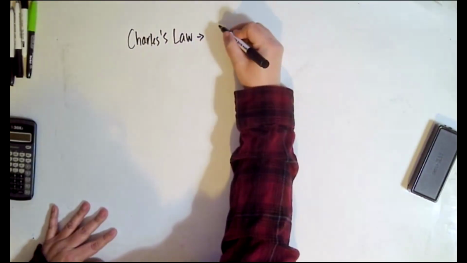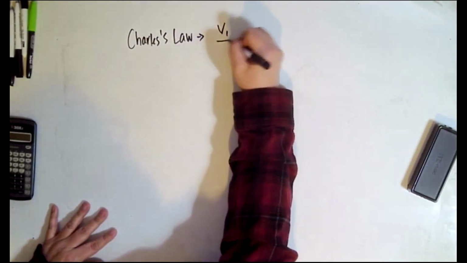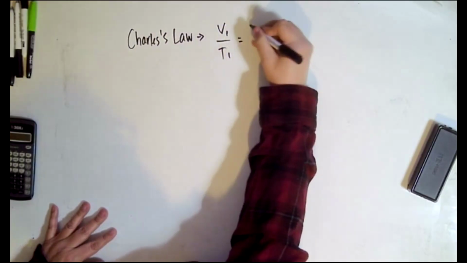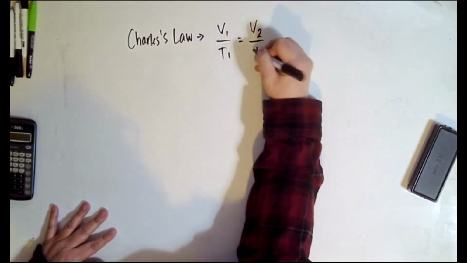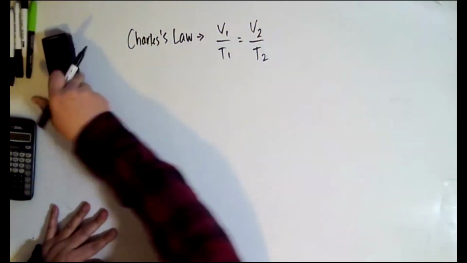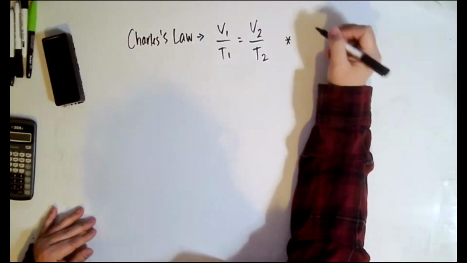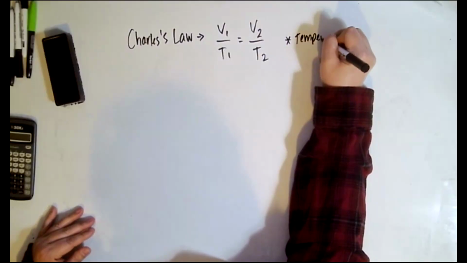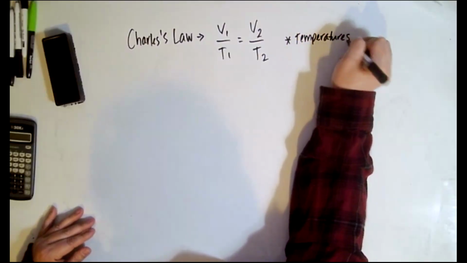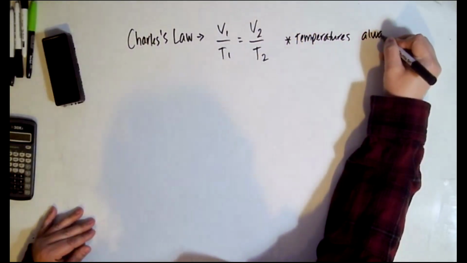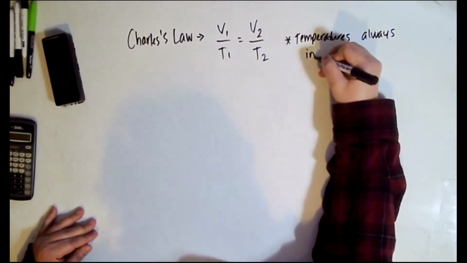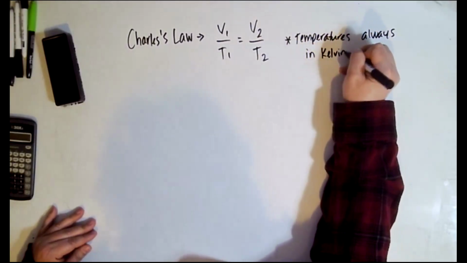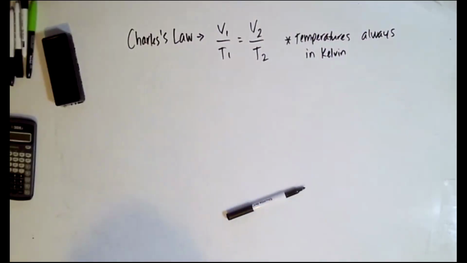And remember that Charles' law is going to have the formula V1 over T1 equals V2 over T2. And we'll put a little asterisk here so we can remember that our temperatures are always going to be in Kelvin.